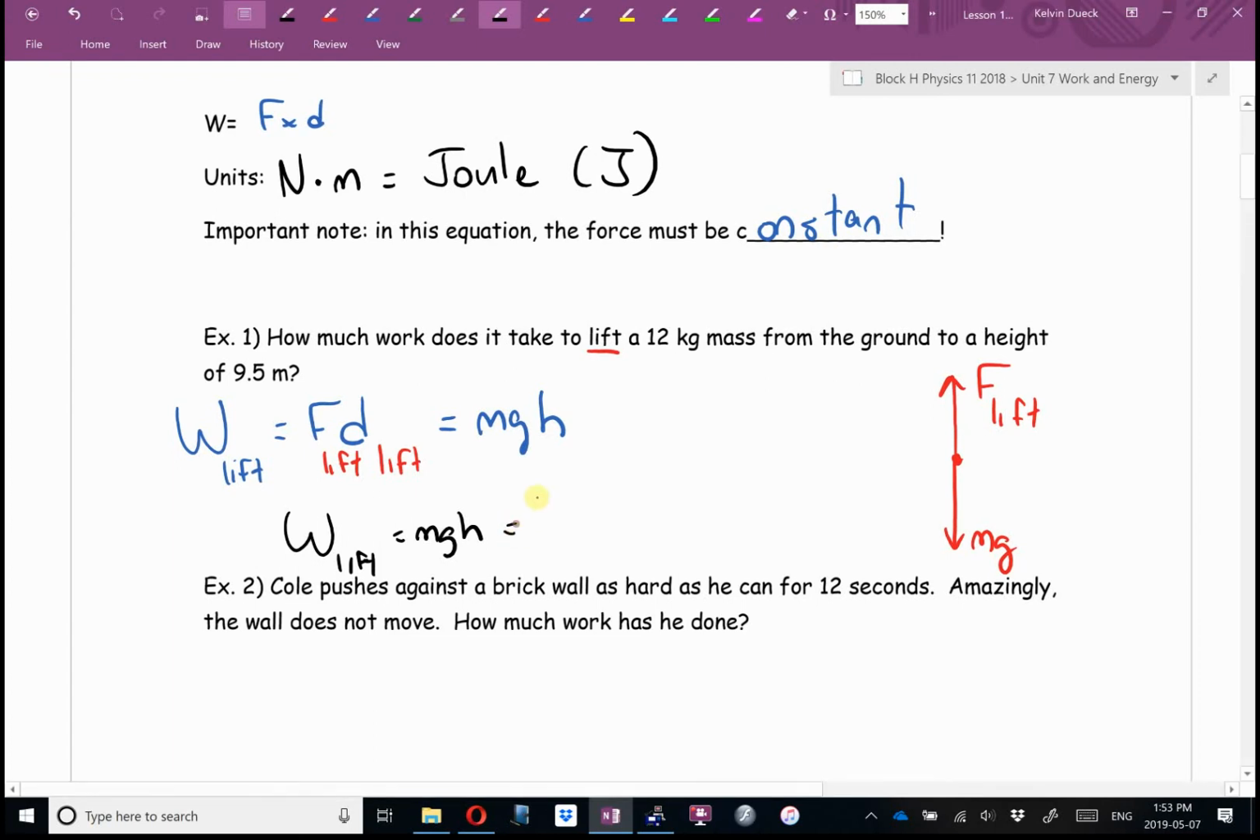What's the mass? 12. G, 9.8. Not negative because it's a scalar. H, the vertical height, 9.5. By the way, notice that the force of lifting and the distance are in the same direction, Dustin. I made sure of that. This is going to be a little less than 1,200 because this is almost 12 times 100. It's going to be 1,100 something. What do you get?